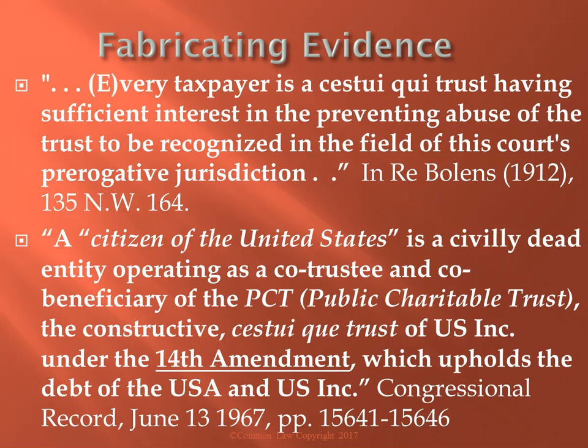Anyway, so now we go back to the topic at hand, and we were talking about U.S. citizens, okay? So every taxpayer is assessed a K trust having sufficient interest in preventing abuse of the trust to be recognized in the court of this field's prerogative jurisdiction. And that's in Bolins, 1912. A citizen of the United States is a civilly dead entity operating as co-trustee and co-beneficiary of the public charitable trust, the constructive Sesticate Trust of U.S. Inc. under the 14th Amendment, which upholds the debt of the USA and U.S. Inc. And that's a summary taken from 5 pages of the Congressional Record on June 13, 1967.